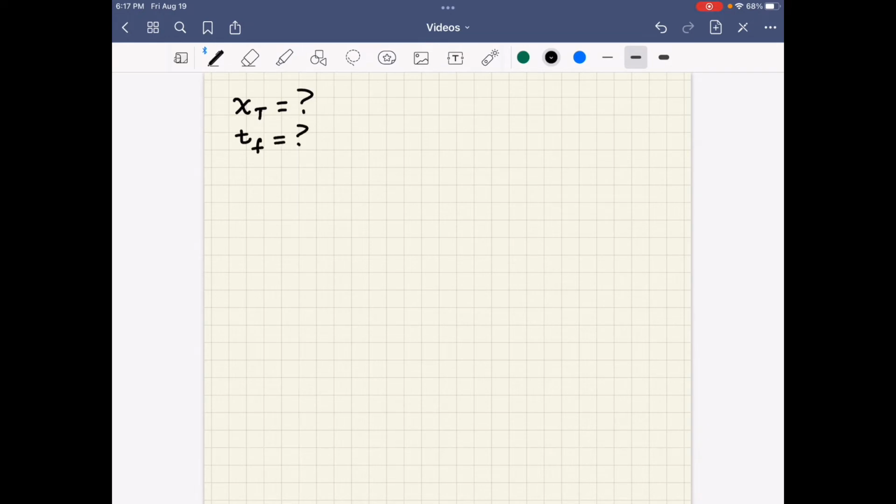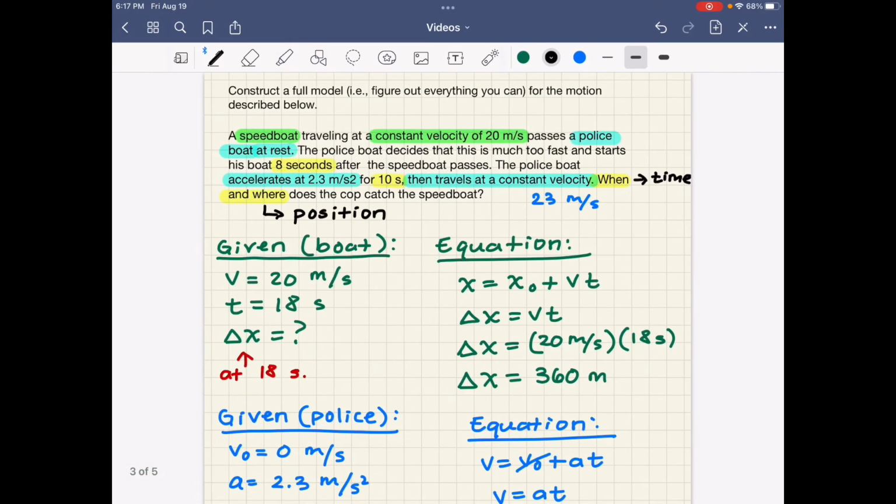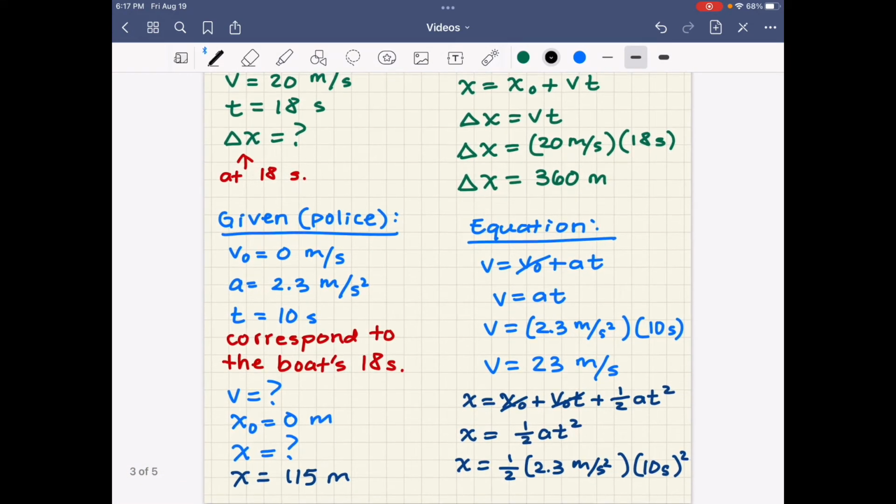Okay, what do we know? Now, all this was the setup, guys. Now we're going to focus on the third part, when the police is going at constant velocity and is going after the boat. That is our starting point, okay?